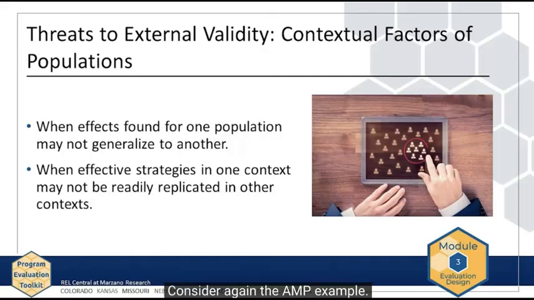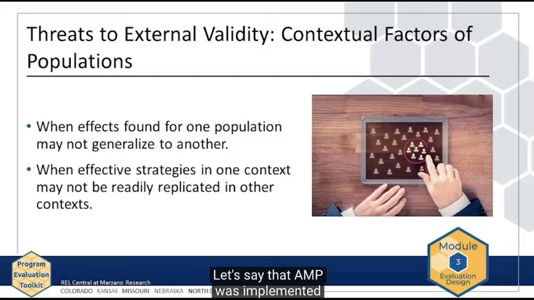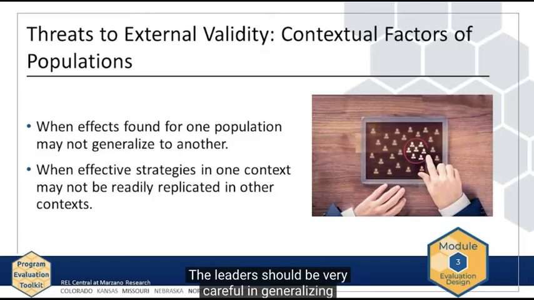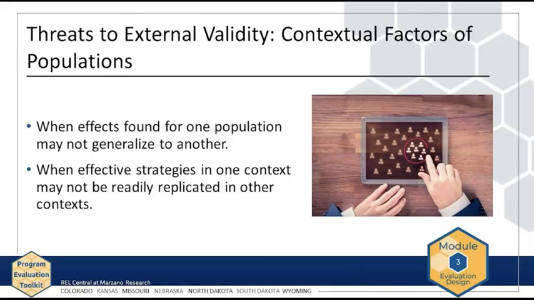Consider again the AMP example. Let's say that AMP was implemented 15 years ago in a large urban district in the Northeast United States. What if leaders in a rural district wished to implement AMP today? The leaders should be very careful in generalizing conclusions from the original AMP to the rural district. Because the time and place are so different, the strategies that were implemented effectively in the original context may not work in the second context.